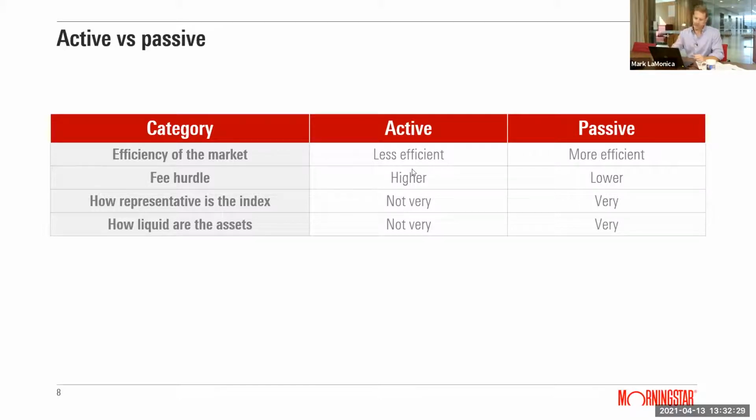So if the index is really representative, like the S&P 500, for example, and that's the mandate someone's following, then passive is probably the way to go.